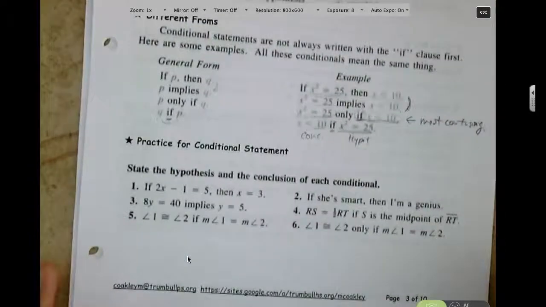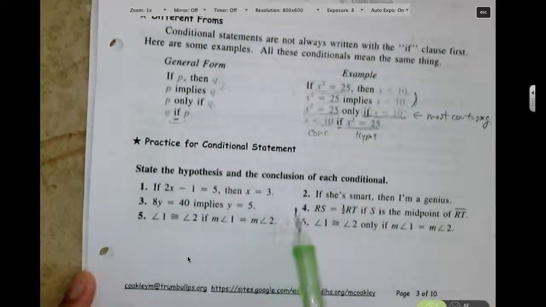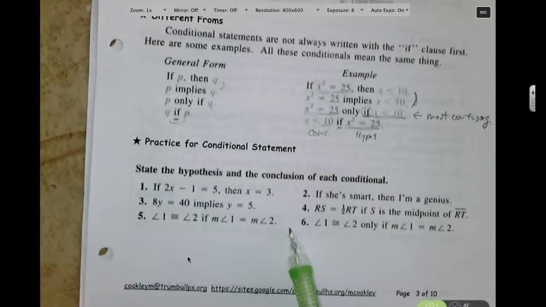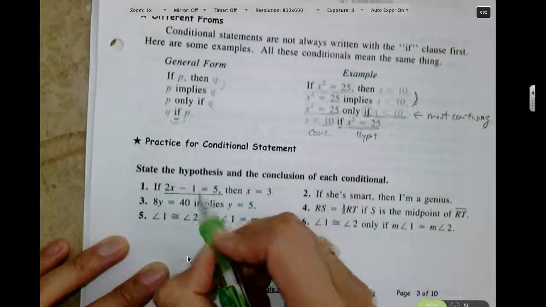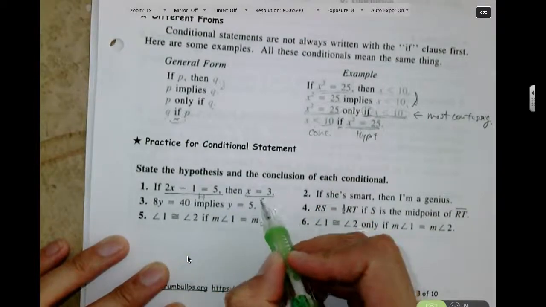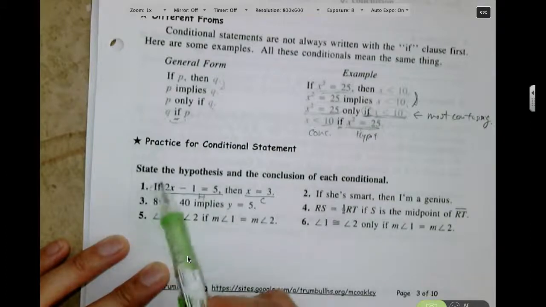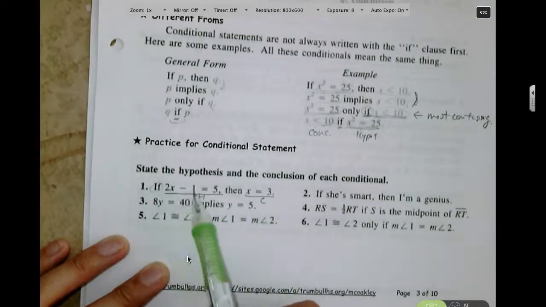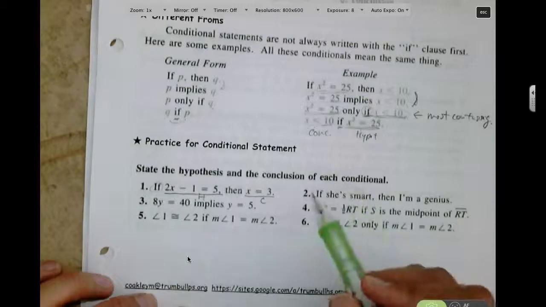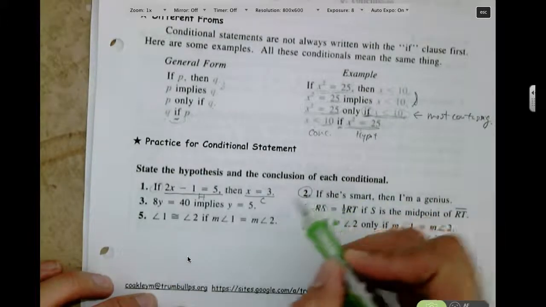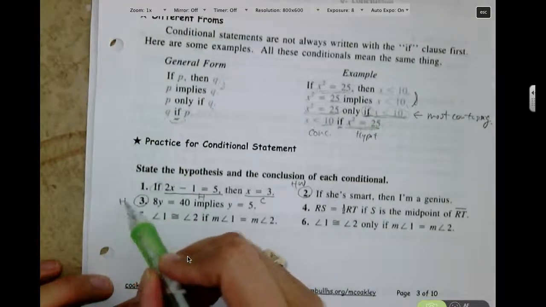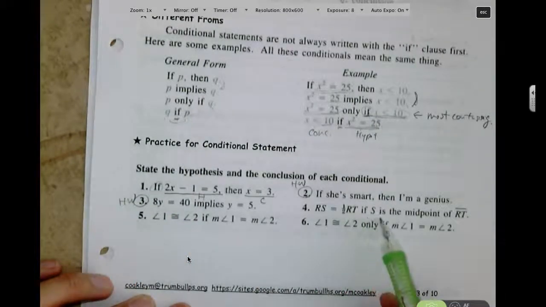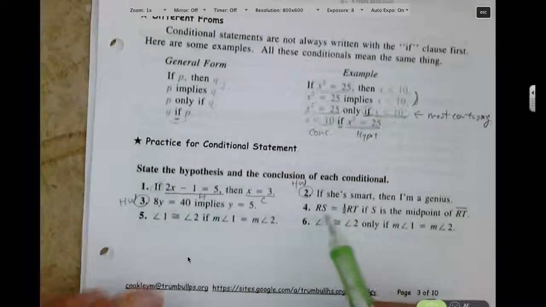Okay, so here are ones where you have to identify the hypothesis and conclusion. The hypothesis usually follows if. So this is the hypothesis, and this is the conclusion. Don't include the then and if in the hypothesis and conclusion. It's what follows these words. Okay, so you can do this one, homework. And you can do this one, homework.